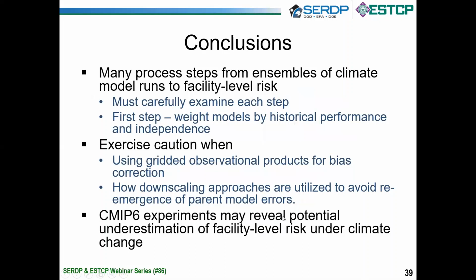So in conclusion, the take-home messages here are that there are a lot of different climate models, and we need to be very careful in how we go from the coarse climate models to facility level risk. We can definitely take an approach where we weight models by their historical performance and their independence from each other. But we need to exercise caution every step of the way, especially in terms of how we utilize gridding, for example, for extreme precipitation, and how different downscaling techniques are used, to make sure that the errors that are in the parent model don't reemerge under climate change. CMIP6 is an exciting development, and we'll see what happens with that as many different modeling centers, including some new ones, report new results.